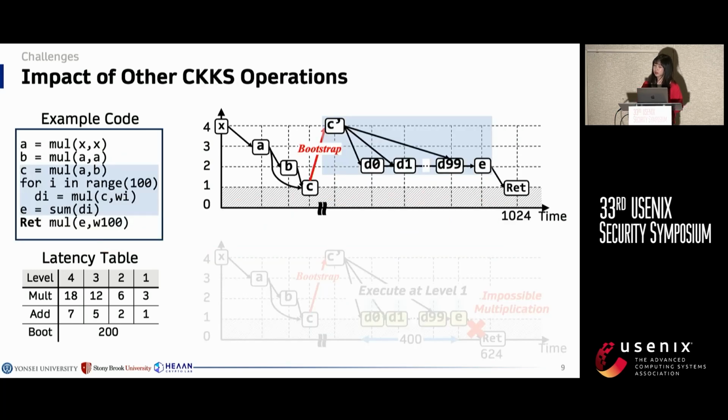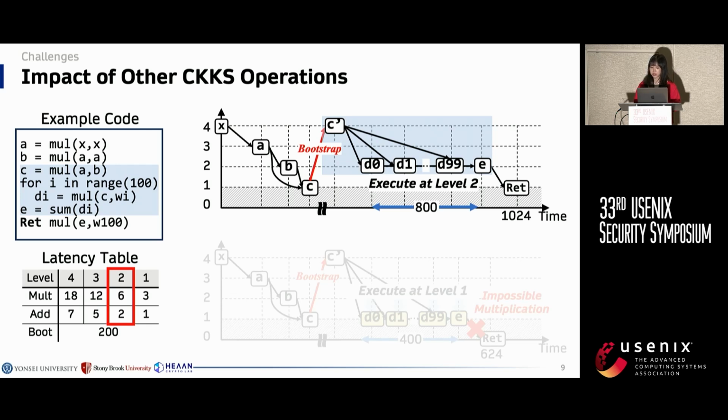Here, we focus on the impact of other CKKS operations on programs. Let's modify the example a little, like the blue box. We calculate C by multiplying A and B, and multiply C by 100 ways to D0 through D99, and accumulate them to E. In this case, D0 through D99 are computed at level 2, since level 2 multiplication and addition take 6 and 2 time units.